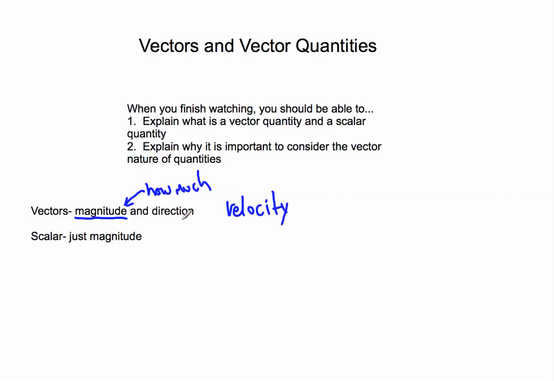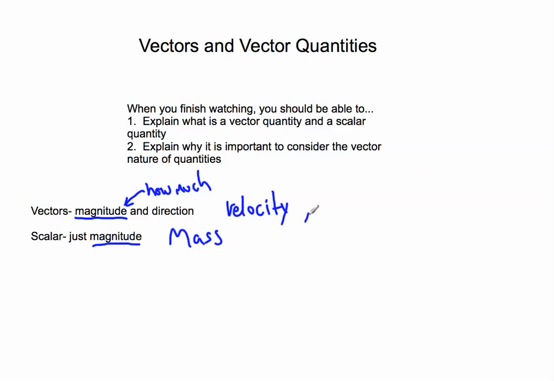And then what direction? Now, a second kind of quantity is a scalar quantity. Scalar quantities have just magnitude, like just an amount. And an example is mass. You don't say you have 5 kilograms north, you just have 5 kilograms.